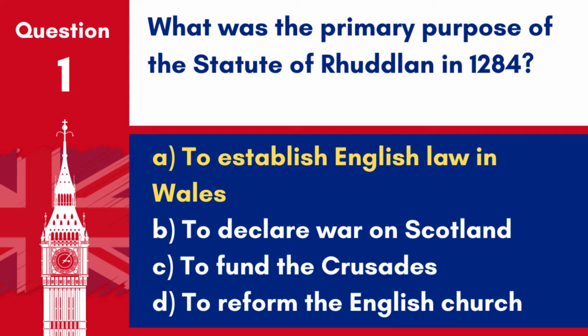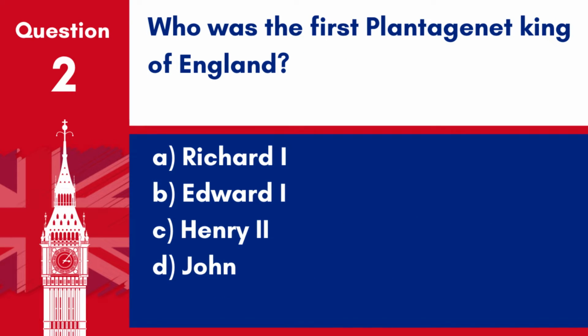Answer. A. To establish English law in Wales. The Statute of Rhuddlan was enacted to introduce the English legal system to Wales after its conquest by King Edward I. Question 2. Who was the first Plantagenet King of England?